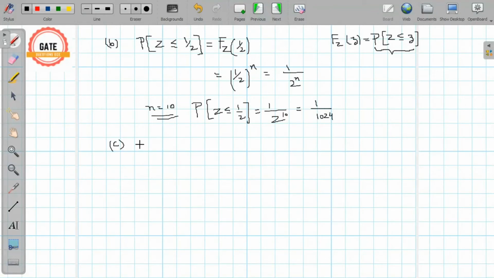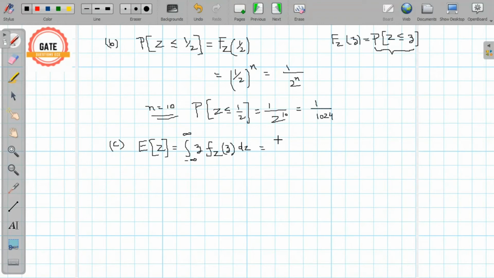Next, we will calculate the expectation of z. That we know is equal to the integration from minus infinity to plus infinity of the sample value small z times the PDF of z, dz. So here we will put the expression for the PDF of z. We know the PDF of z is non-zero only in the range 0 to 1. So the integration limits will modify from 0 to 1.